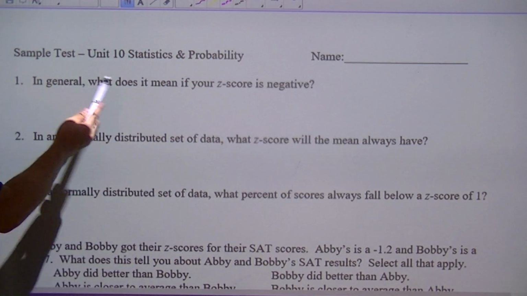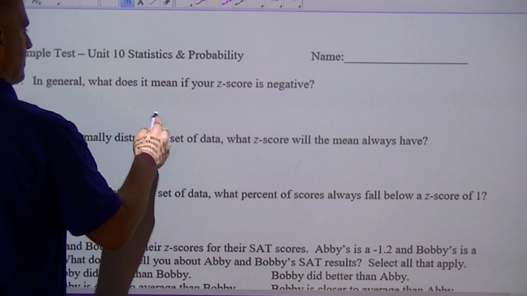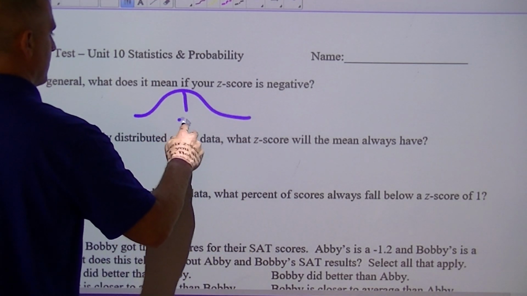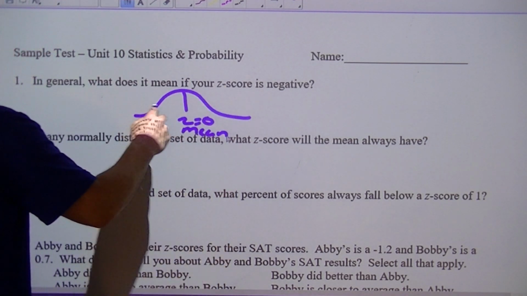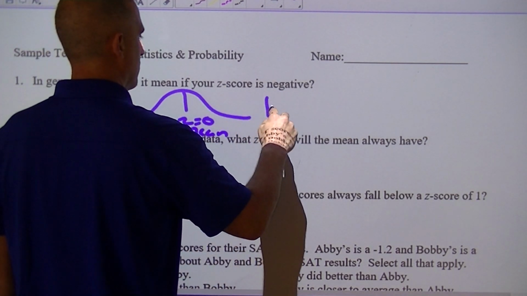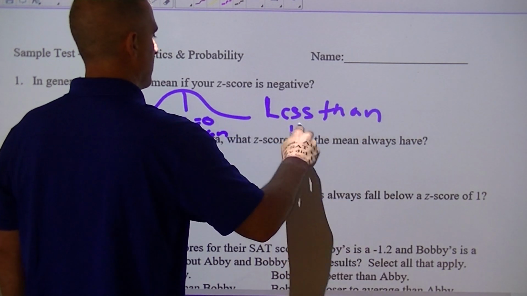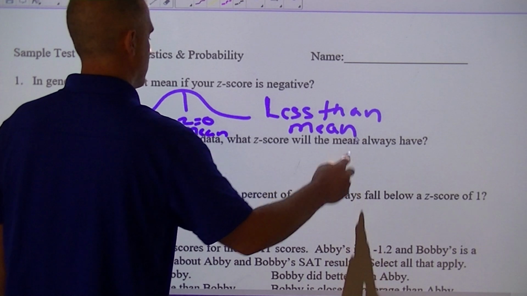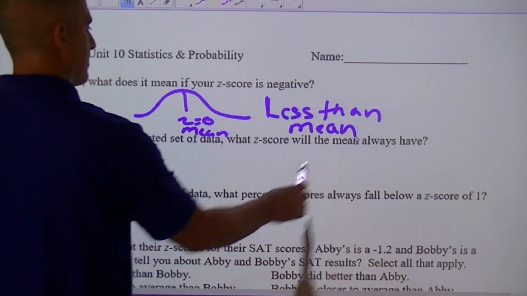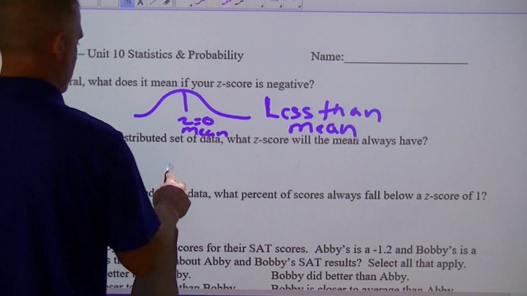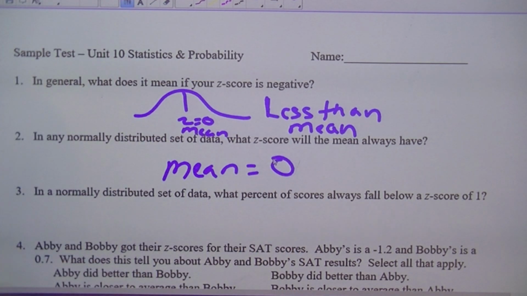Okay, in general, what does the z-score mean if your score is negative? All right, so the idea is that z is 0 when it's the mean. So if it's negative, it means it's below or less than the mean, or average. Okay? In a normally distributed set of data, z-scores will have a mean of what? The mean will be 0.